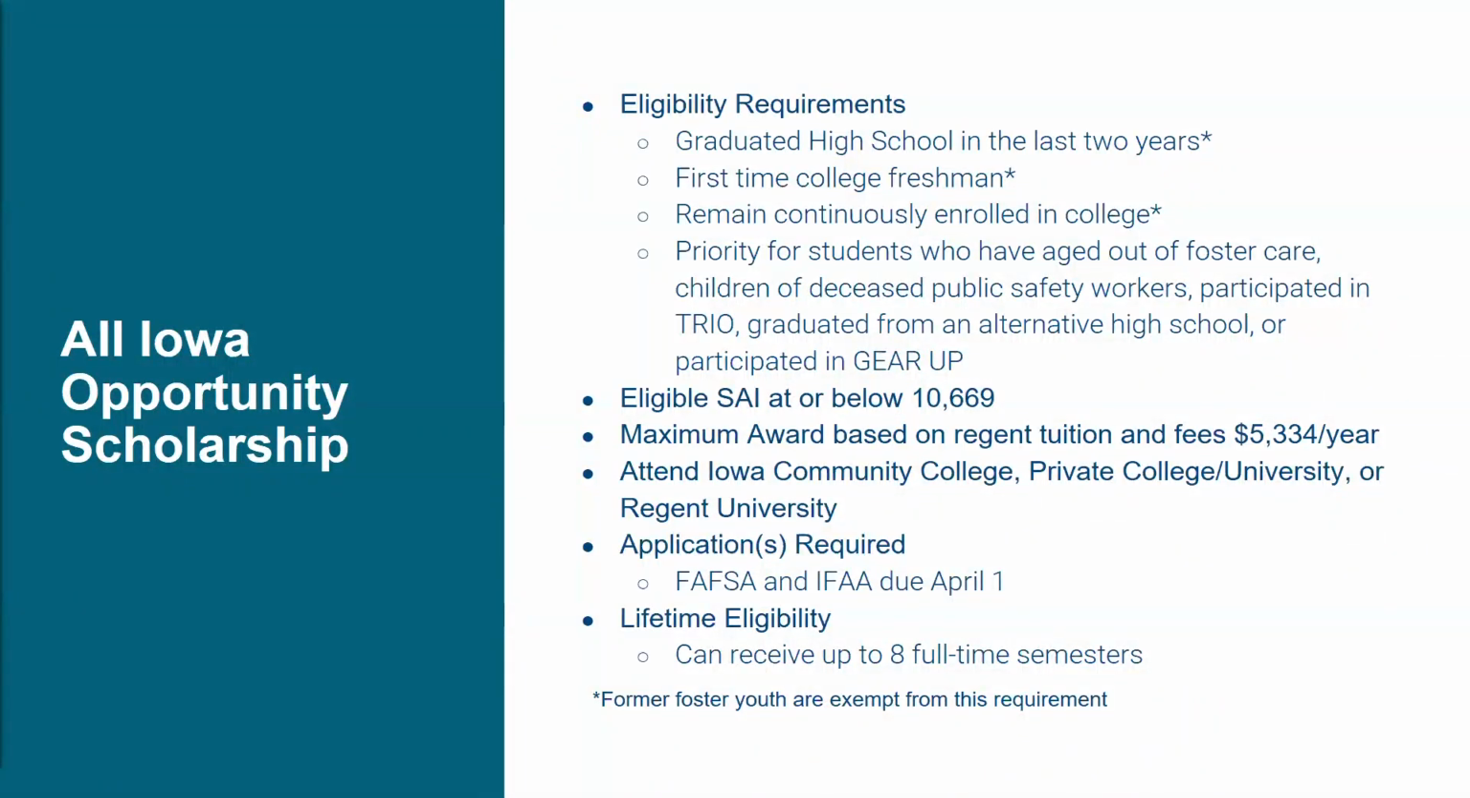This one also requires both applications to be filed, both the FAFSA and the IFA, and we accept applications all the way up until April 1st. So for the next year, if you're enrolling in the fall of 2025, you would need to have this filled out by April 1st, 2025. So you've still got some time to get out there and get that done. You can have this for up to 8 full-time semesters. So there's a pretty long period of time that can get you all the way through your bachelor's degree for this one.